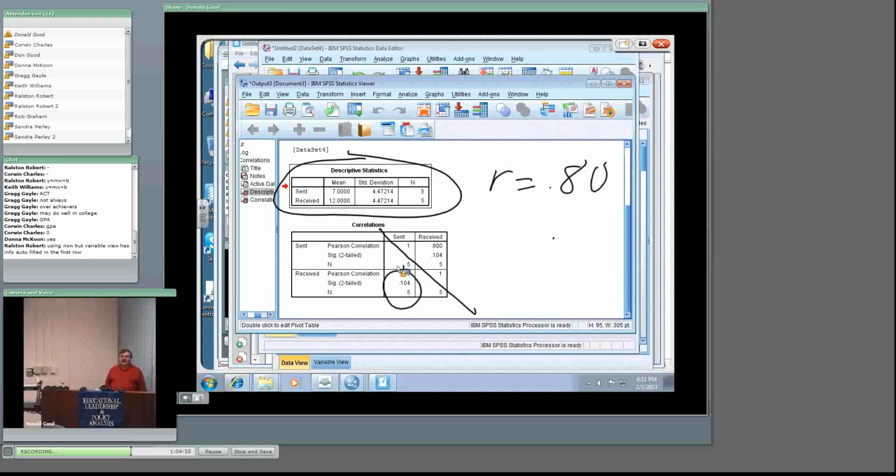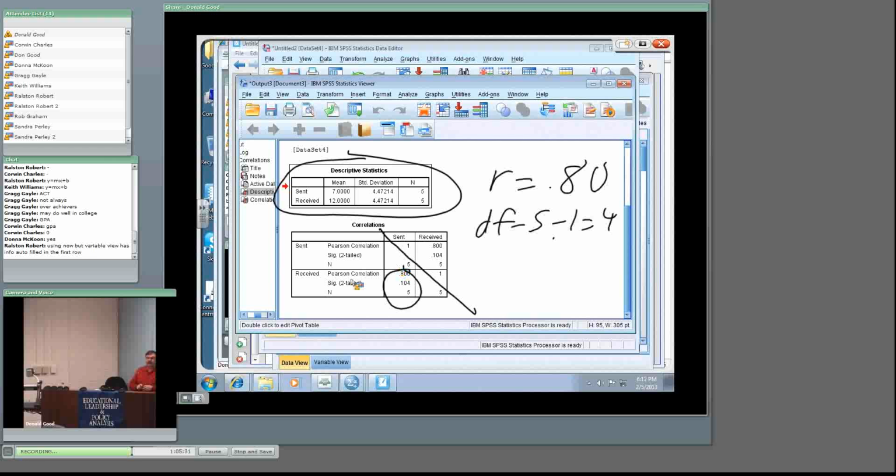N is 5. That's pretty clear. 5 because we have 5 pairs. Now remember, it doesn't show up here, but we talked about something called degrees of freedom a couple lessons ago. Degrees of freedom is based on n minus 1. When we're dealing with pairs, it's the number of pairs minus 1. So my degrees of freedom, df, is going to be based on that n, which is the number of pairs, 5 minus 1. I'm going to have 4 degrees of freedom.